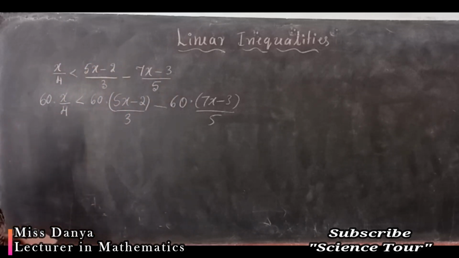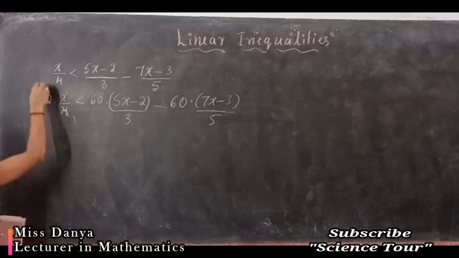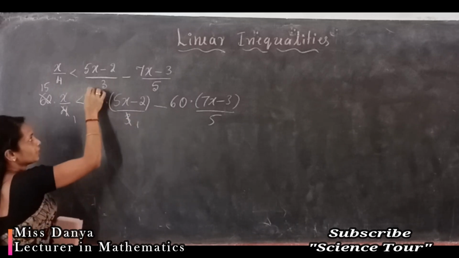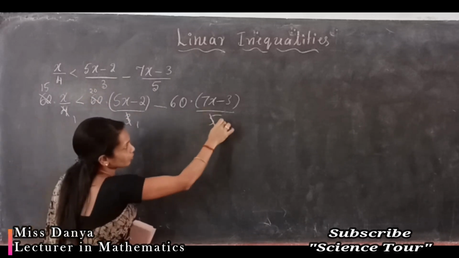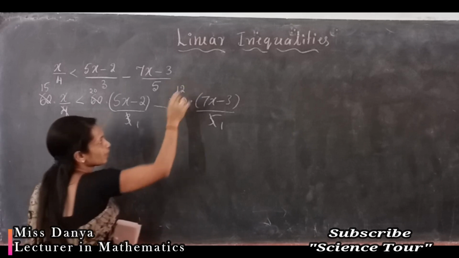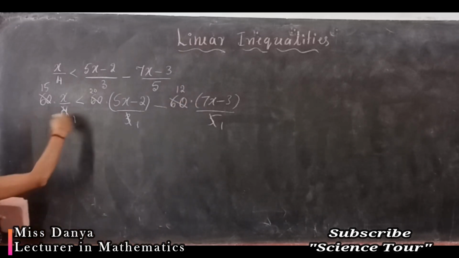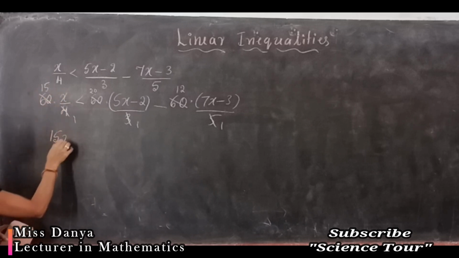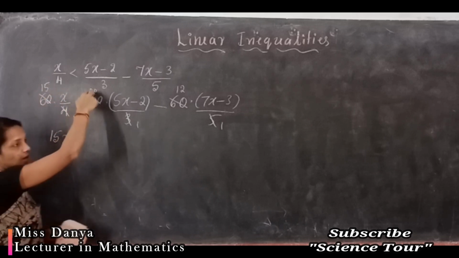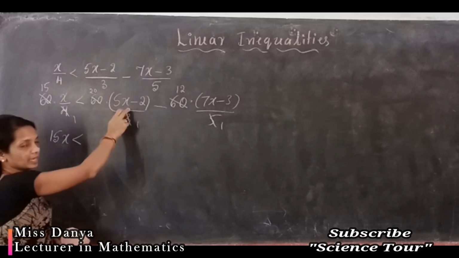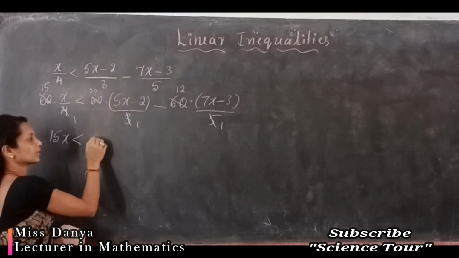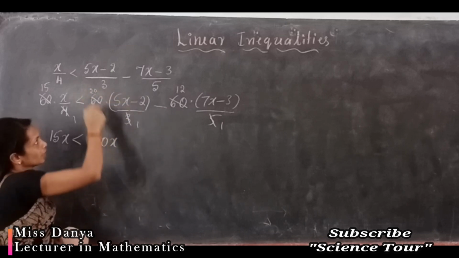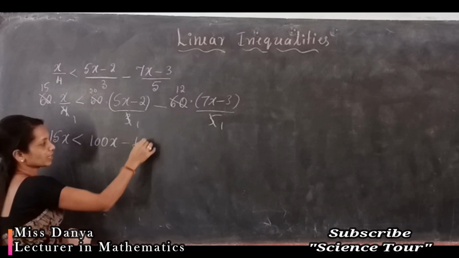Next, here 4 times 15 is 60, here 3 times 20 is 60, and here 5 times 12 is 60. Now you simplify this inequality a little bit. 15 into x, that is 15x, less than 20. Outside you have 20, that you have to multiply inside the bracket. 20 into 5x, that is 100x. 20 into minus 2, that is minus 40.